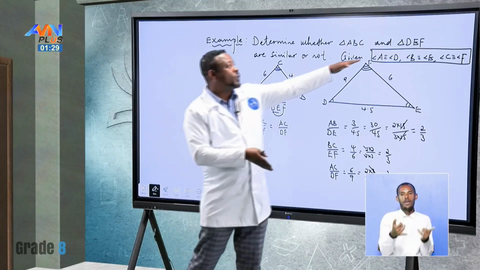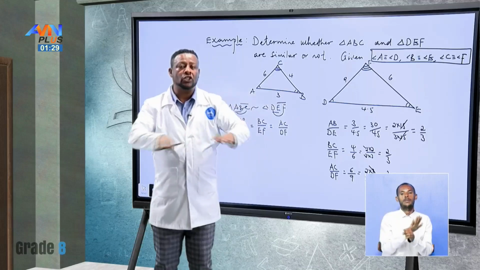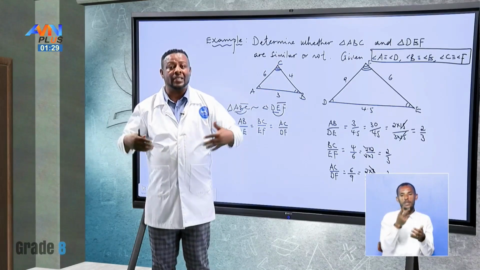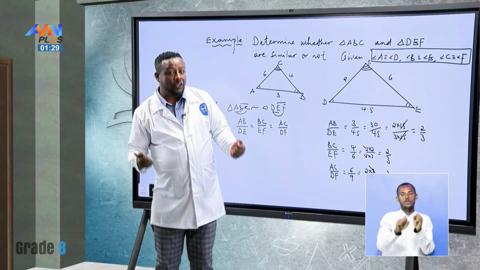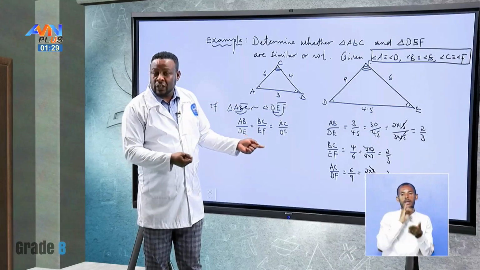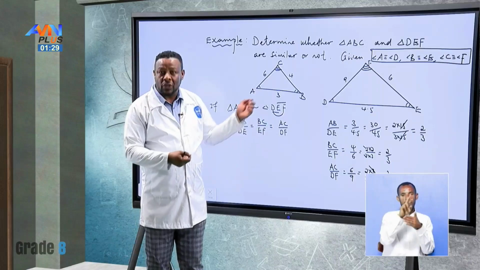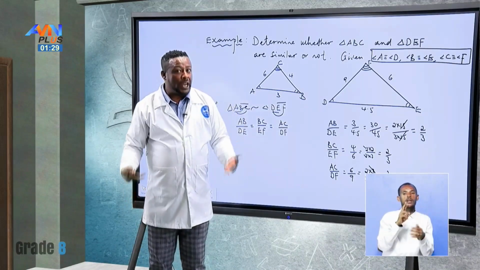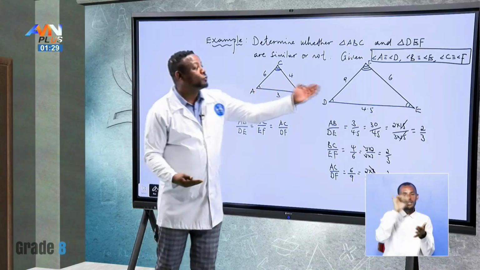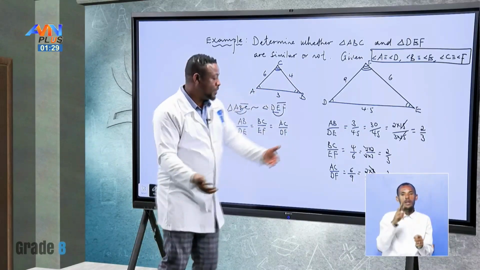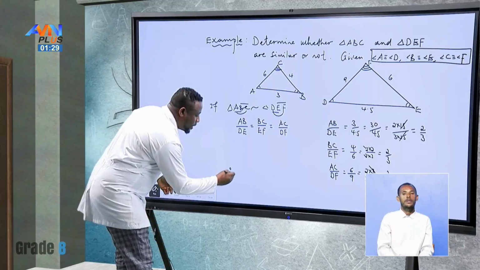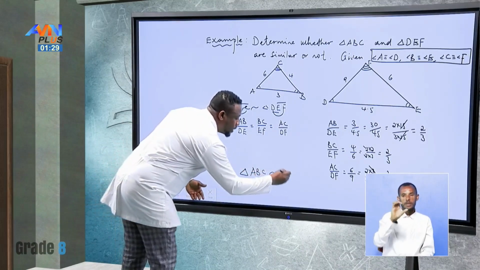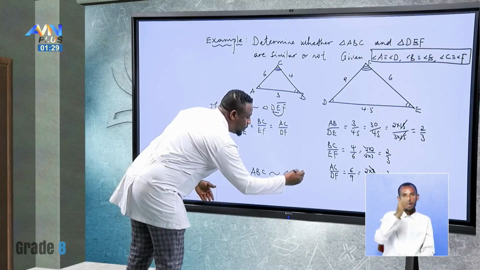Already from the given information, you don't need to check the first condition because it's already given that all pairs of corresponding angles are the same. So the only thing that remains here is we need to check the ratio of the corresponding sides. So all these ratios are the same. Therefore, we can say that these two triangles are similar. Okay? Therefore, triangle ABC is similar to triangle DEF. Okay?